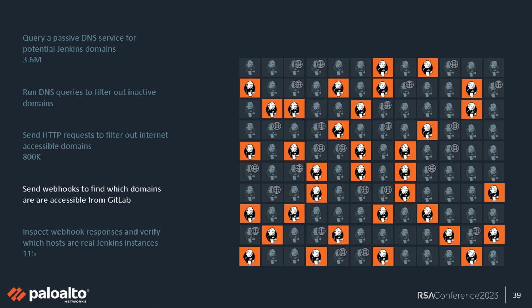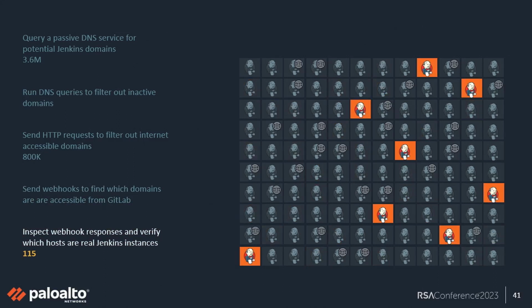And the script also went through all of the results. It scraped the GitLab UI to get the HTML that we got back from the requests. And we were left with 115 Jenkins domains that are accessible from GitLab. They are not accessible from the internet.